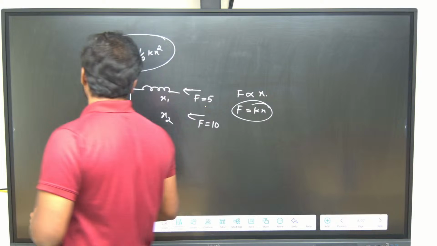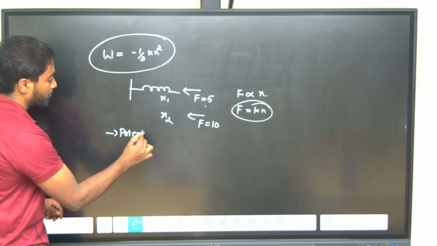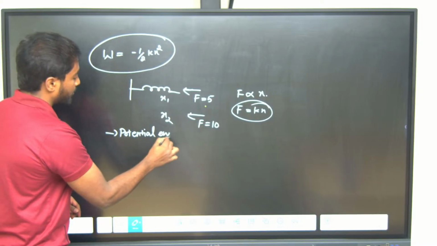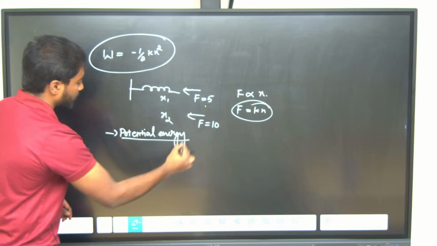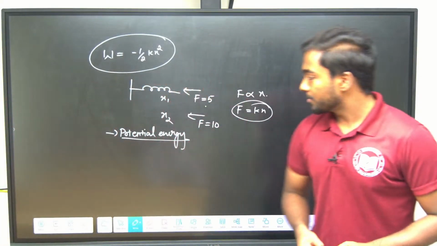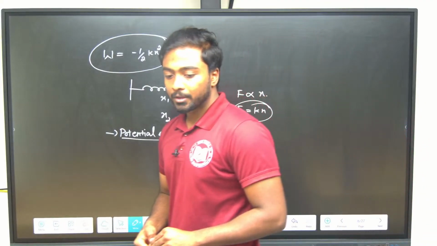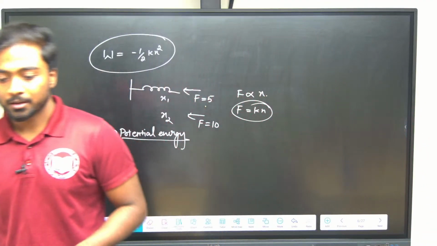Then next one is potential energy. So potential energy is nothing but the stored energy. So the formula is U is equal to mgh.